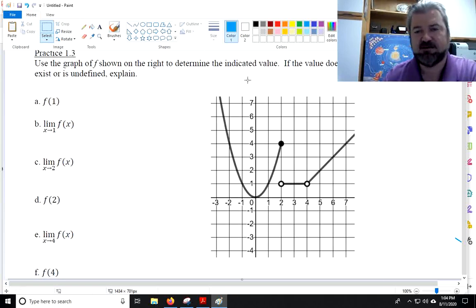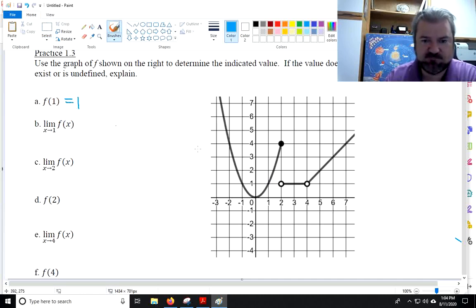All right, welcome back. I hope you didn't find this one too bad. Let's take a look and see what we can figure out. F of 1. Well, I think we see where that is. That appears from the graph to be 1. Using just the up and over, go up to the curve at x equals 1, and then take it over to the y-axis to get y equals 1.